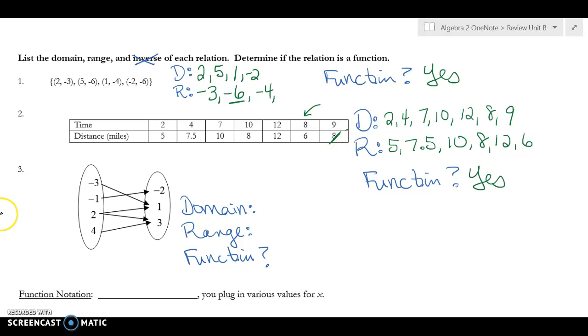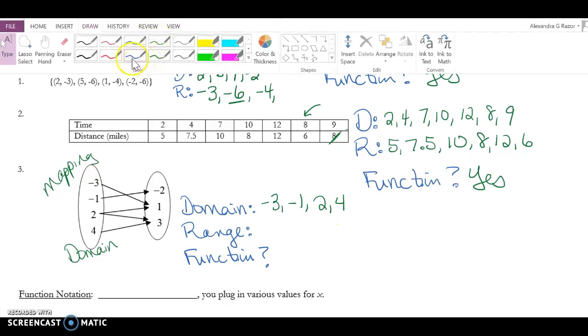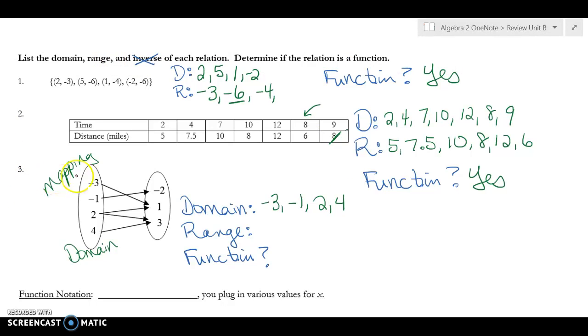All right, this one here, this is called a mapping. There's my mouse, there it is. And with a mapping, these first numbers are your domain. And so your domain is -3, -1, 2, and 4. The way this works is that -3 goes to 1. So that ordered pair is -3, 1. -1 goes to -2. So that's -1, -2. 2 goes to 1. But then look, 2 also goes to 3.